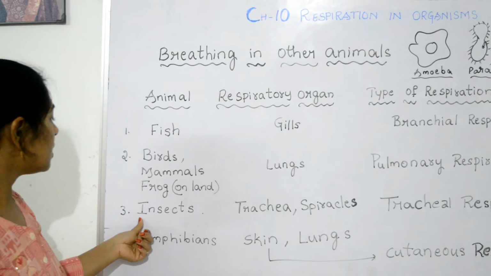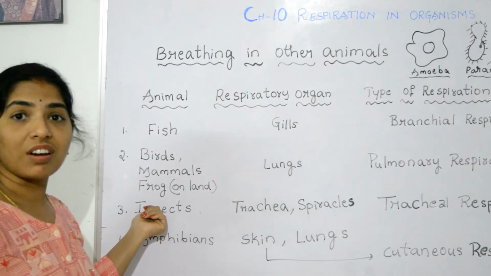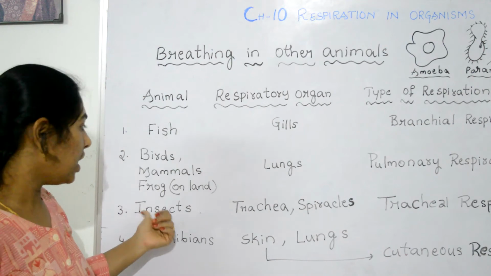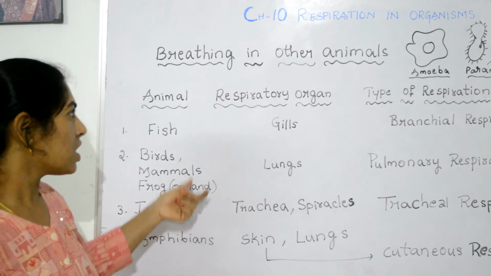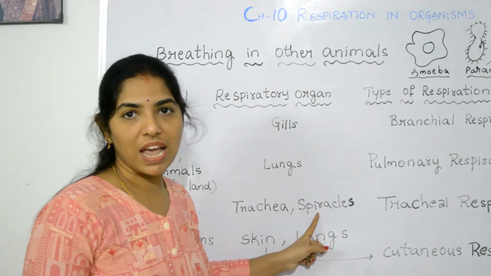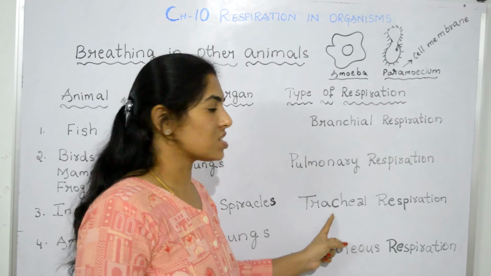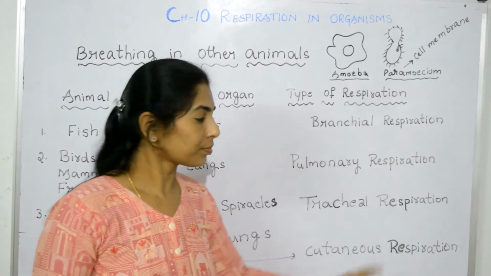Then third, insects. For example, cockroach, grasshopper. In all insects, the respiratory organs are trachea and spiracles. So the type of respiration is tracheal respiration.